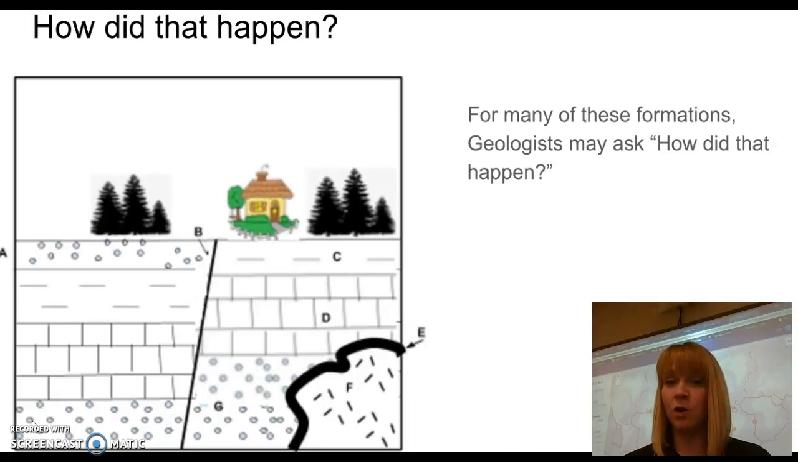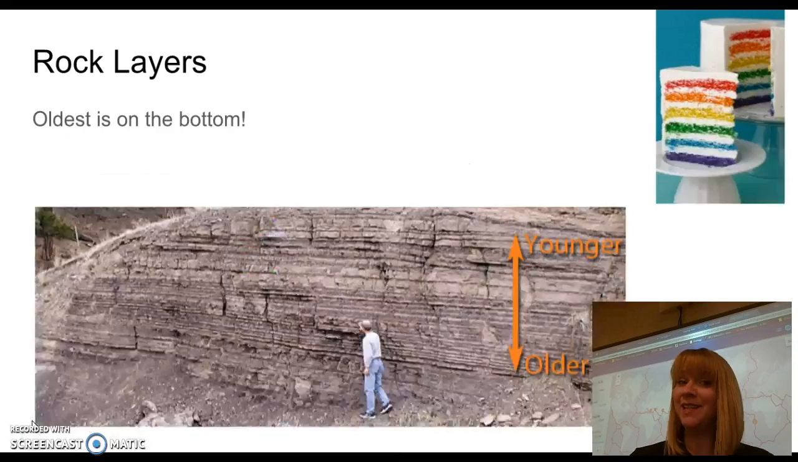So in this little video, we're going to look at the whole idea of relative dating and try to back it up, looking at which layer formed first, second, third, and so on and so forth. So how did that happen?